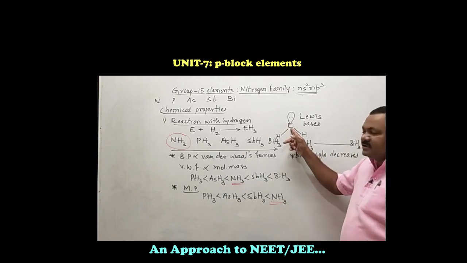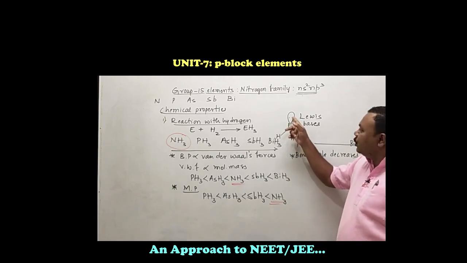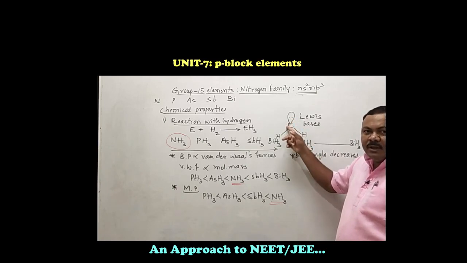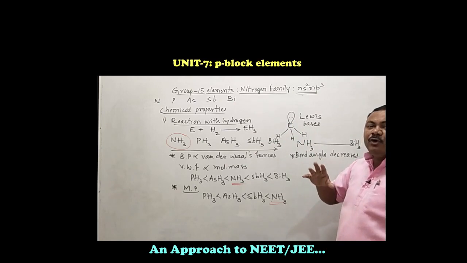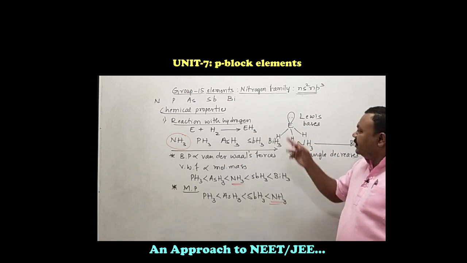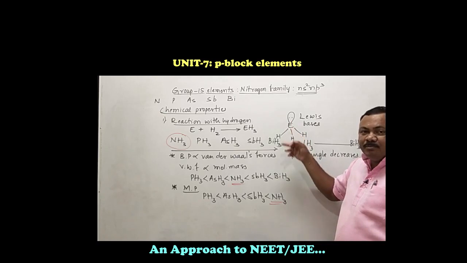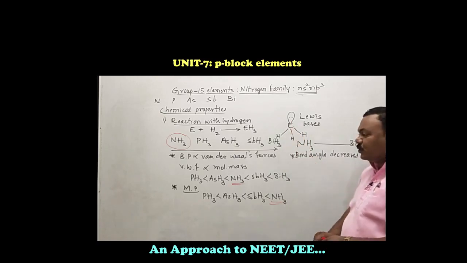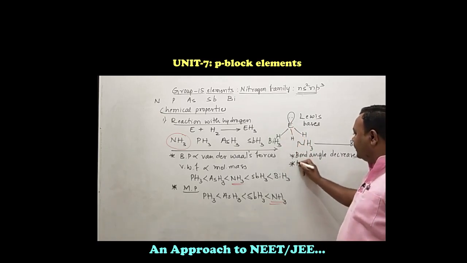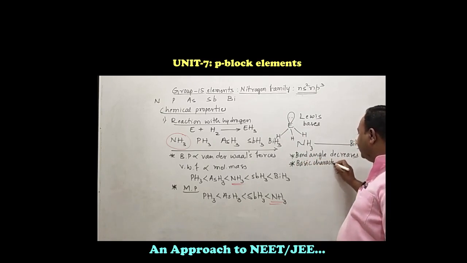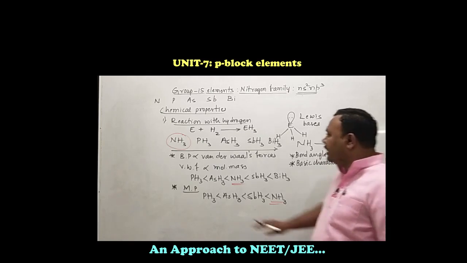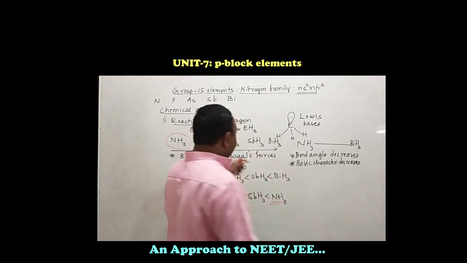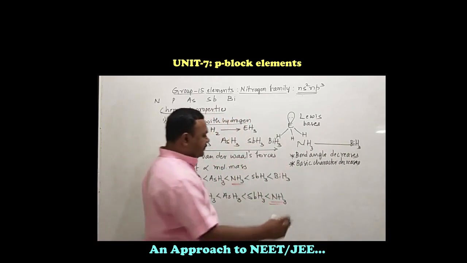As the size of the central atom goes on increasing, lone pair occupies more area on the central atom. Hence, it will not be available for easier donation. When the lone pair cannot be donated easily by the compound, definitely basic character goes on decreasing. So, which is the strongest base? Basic character decreases. We can take ammonia as the strongest base compared to all these hydrides.